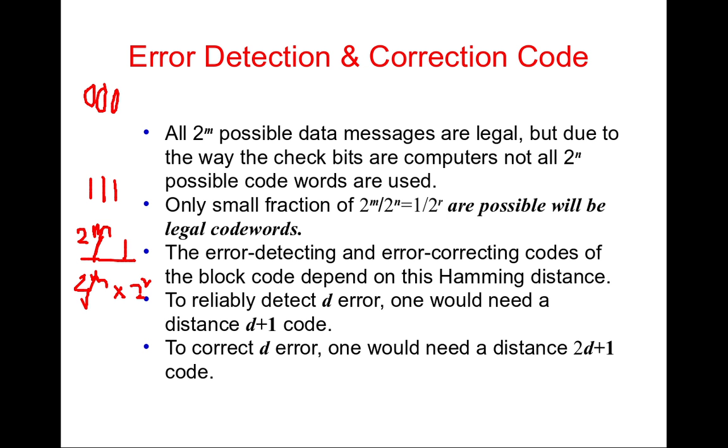And to correct a single bit error, we would require a distance 2d plus 1. Here d is 1 because it is a single error. So 2 into 1, that is 2, plus 1, that is 3. So for correcting single errors, we will require a distance 3 code. In short, we will be able to find there was a single bit error and to correct it if we have a distance 3 code.